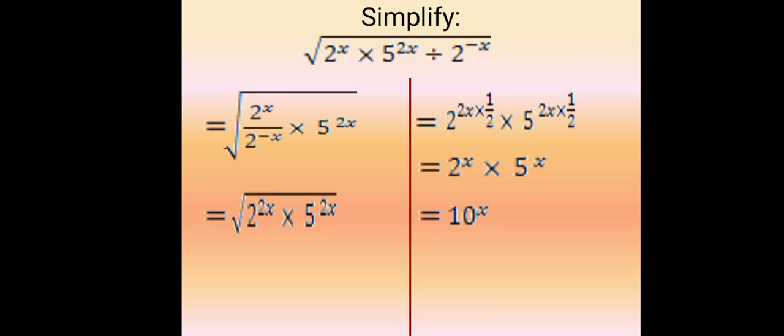Now when you are finding a square root of a number, you multiply the power by a half. If you multiply the power 2x by a half, you get x. If you multiply the power of 2x above 5 by half, you also get x. Now those numbers are raised to the same power, so you can just multiply them and have 10^x.